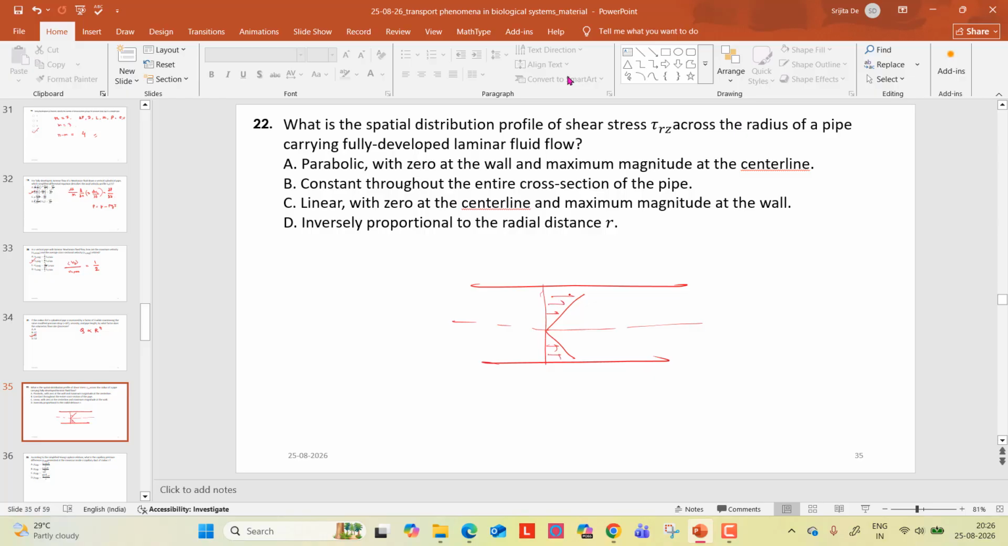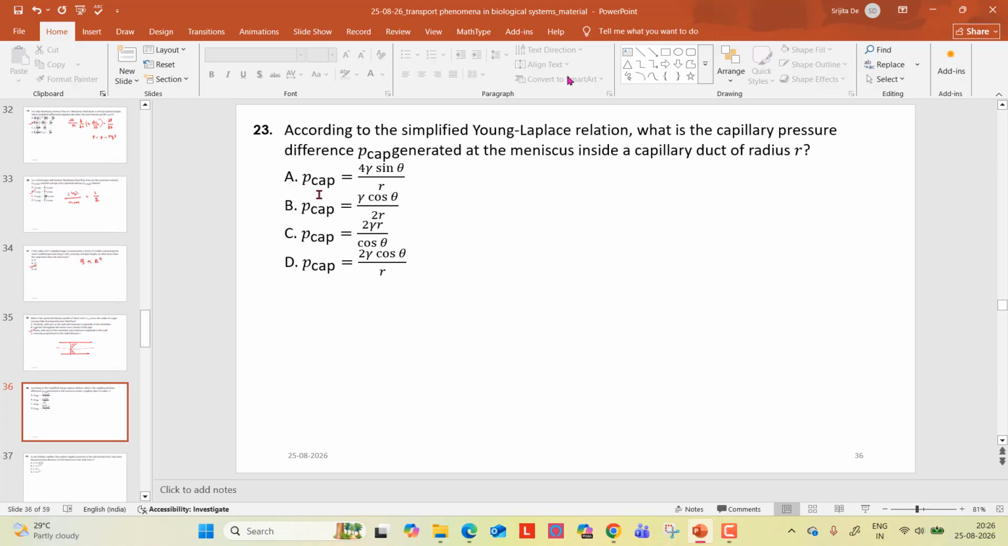So it is like this. Option C. Next. According to the simplified Young-Laplace relation, what is the capillary pressure difference generated at the meniscus inside a capillary duct of radius r? So you know that it is 2 gamma cos theta by r. You just remember this, don't need to go for the derivation, or if you want to go for the derivation, you can find it in any pressure book, in any transfer phenomena book.